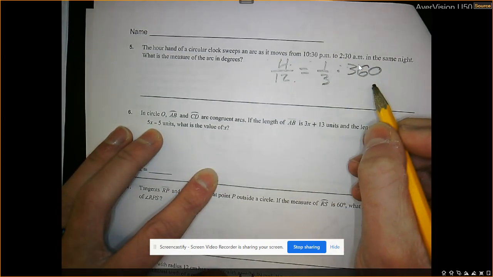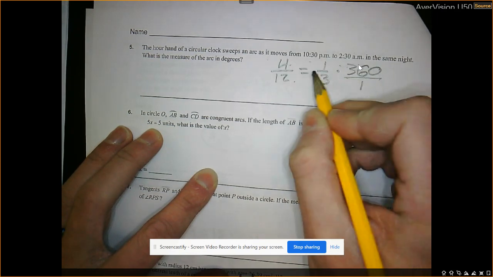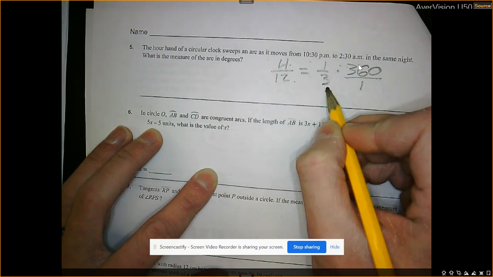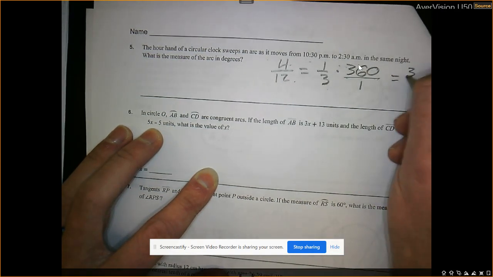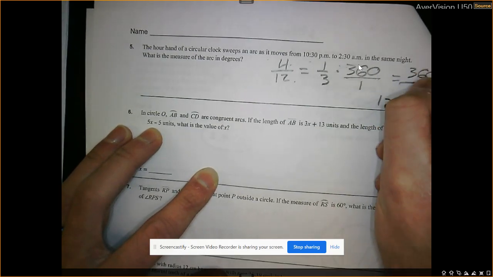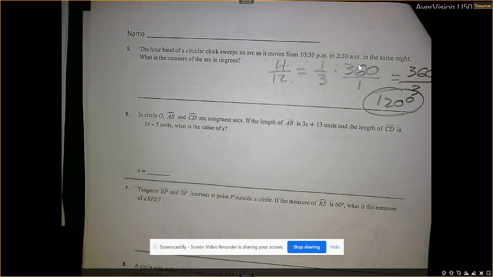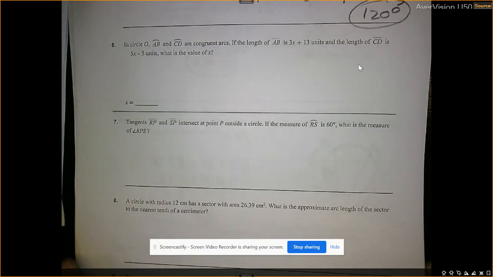So we really just have to do a third times 360, because when you multiply fractions, it's 1 times 360 over 3 times 1. So this ends up being 360 divided by 3. That'll give you your answer. When you do that, you should get 120 degrees, which is your answer. Moving on to number 6.